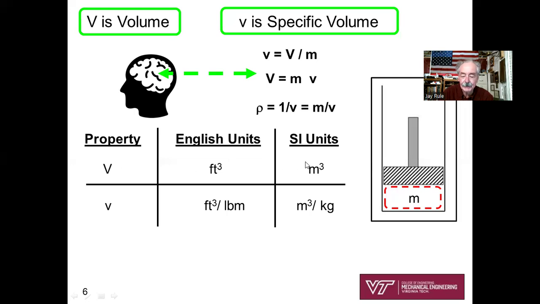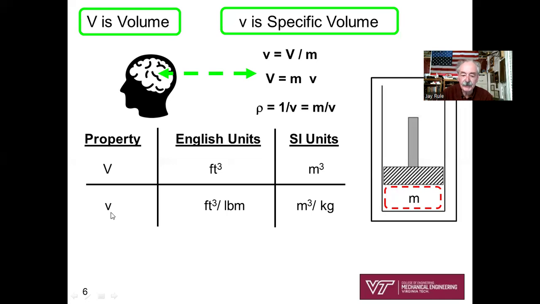In SI units, volume, cubic meters. If you're given liters or cubic centimeters, immediately switch over to cubic meters, just to make life easy on yourself as the problem solving process goes by.